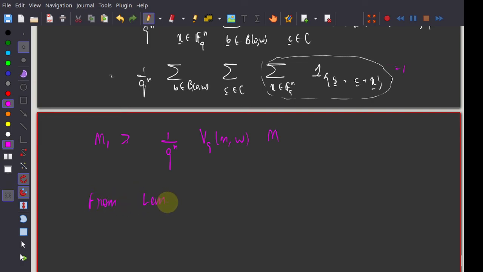From the Plotkin bound, M1 is upper bounded by n r d divided by the square, but then this is less than or equal to Vq of n w divided by q to the n. So therefore M is upper bounded by q to the n by Vq times this particular quantity, which gives us the Elias bound.